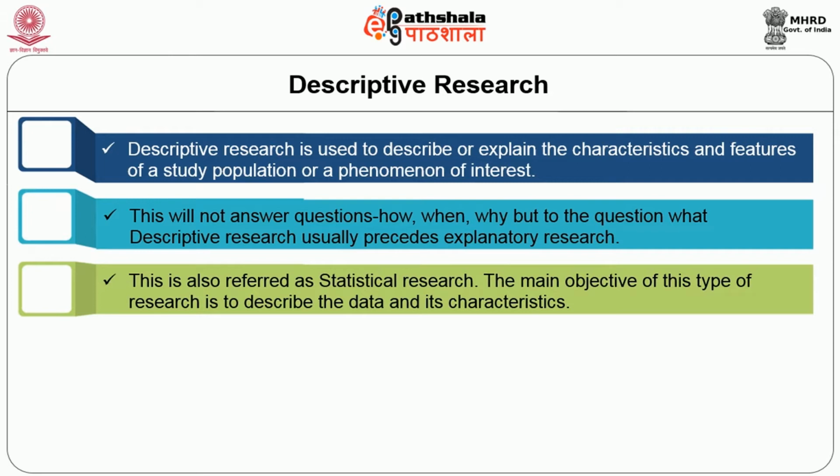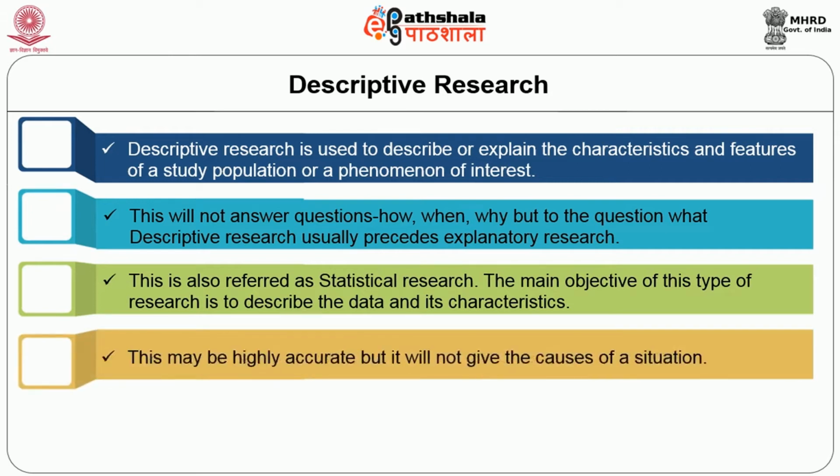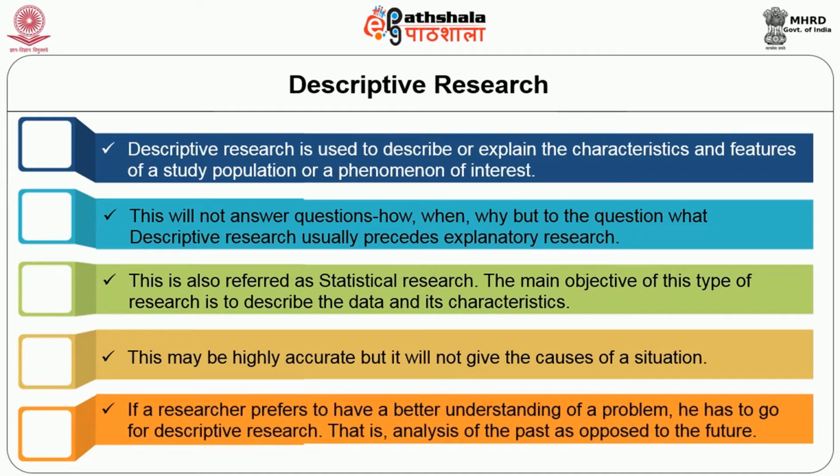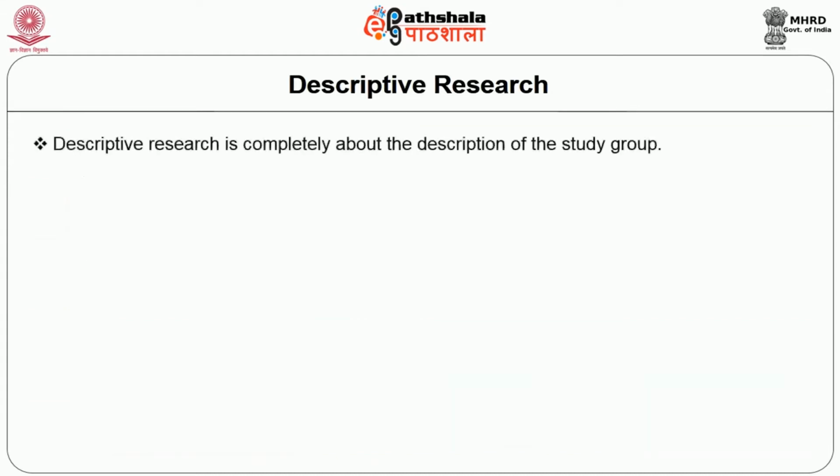The main objective of this type of research is to describe the data and its characteristics. This may be highly accurate, but it will not give the causes of a situation. If a researcher prefers to have a better understanding of a problem, he has to go for descriptive research, that is, analysis of the past as opposed to the future. Descriptive research is completely about the description of the study group.